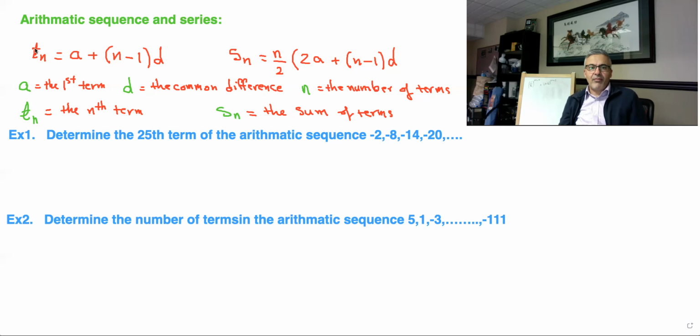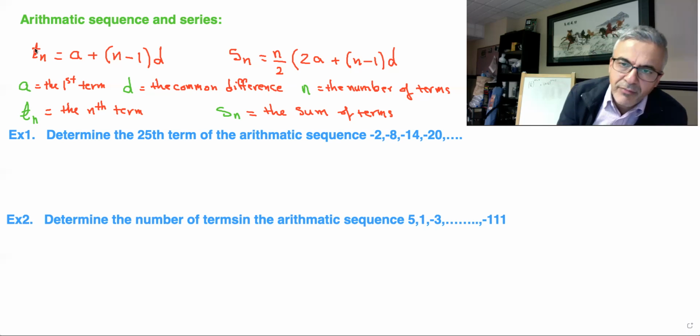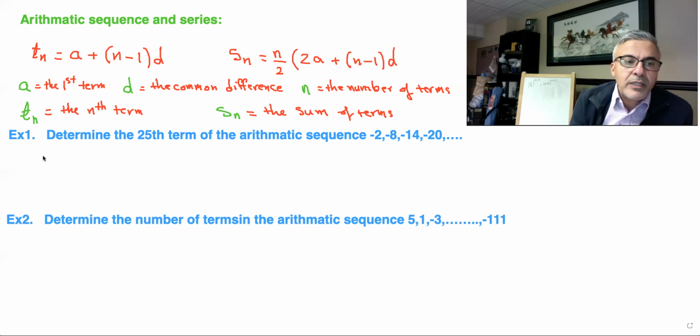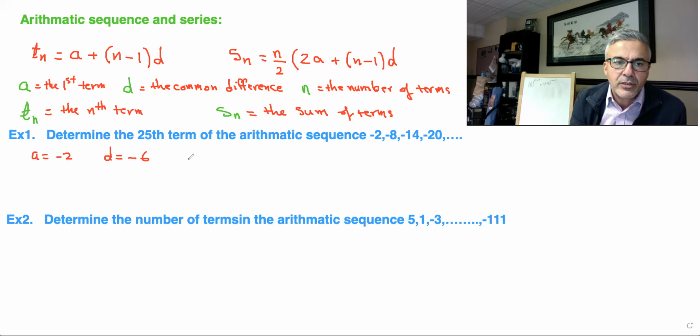Determine the 25th term of the arithmetic sequence given -2, -8, -14, -20 as the first four terms of the sequence. First, what you need to do is write out what a is, the first term, so it's -2 here. Also write out what d is, and d here is the second minus the first, so -8 minus -2 gives you -6, so that's the common difference. So you're adding -6 every time to get to the next term.